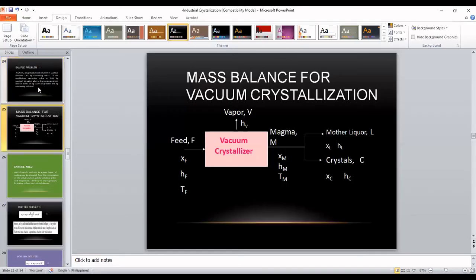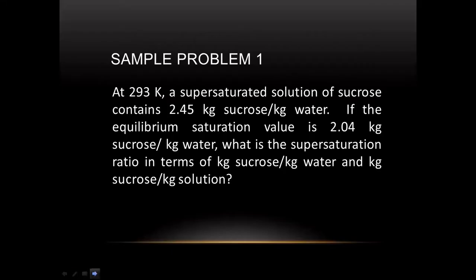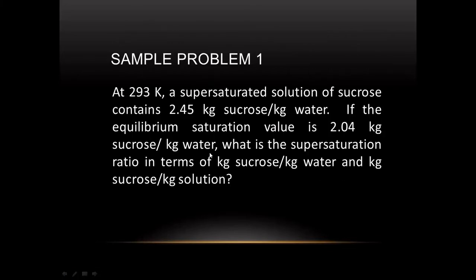Okay, let's see. So that's sample problem 1 that we determine the unknowns. By the way, this is your sample problem number 1. Now, in terms of the units of the quantities that you are working on, in the first one it is kilogram sucrose per kilogram water, and in the second one, kilogram sucrose per kilogram solution.